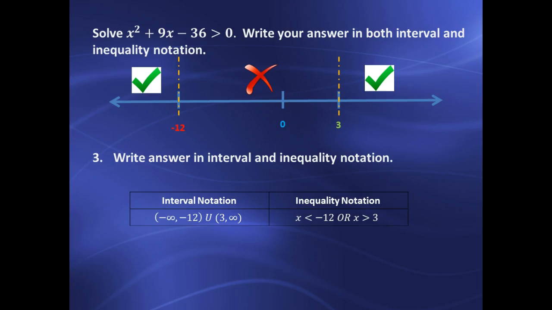That leads me to the answer for my inequality. In interval notation, I know that the interval between negative infinity and negative 12, or the interval between 3 and positive infinity, both make my inequality true. They are part of my solution set. If I write it using inequalities, then I would represent it as any x value less than negative 12, or any x value greater than 3. Let's go to our next example.